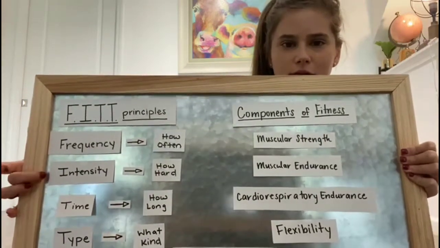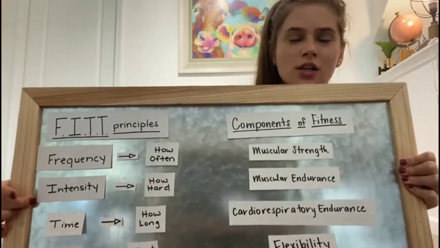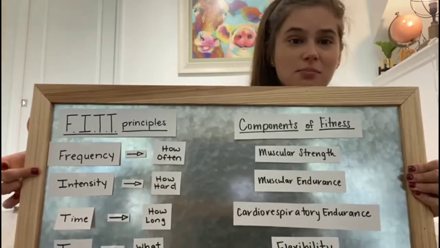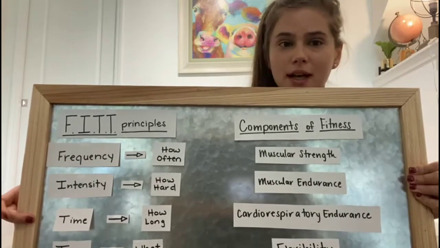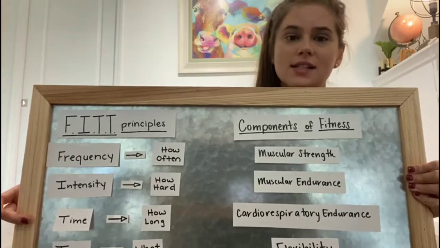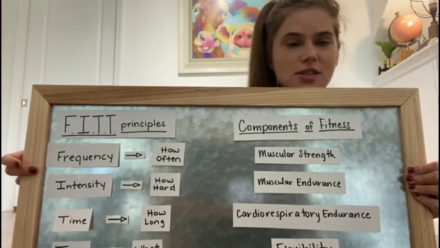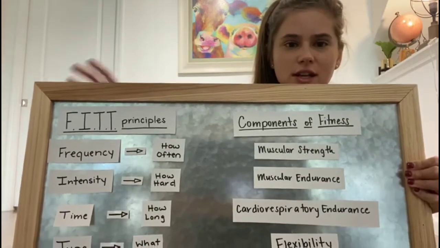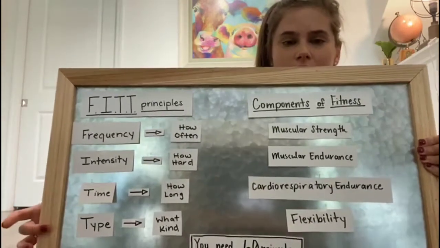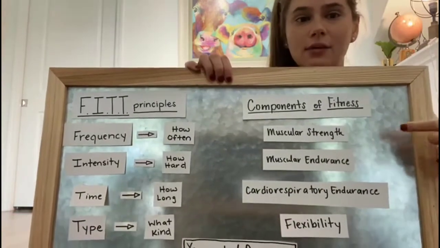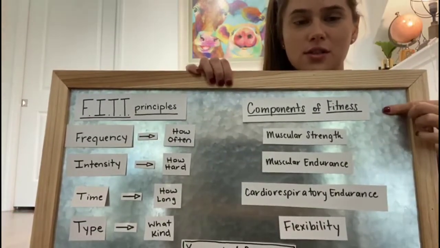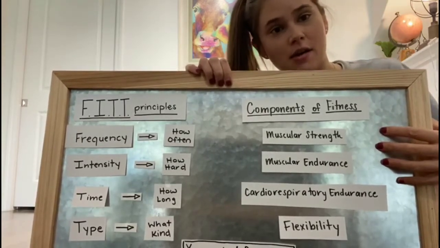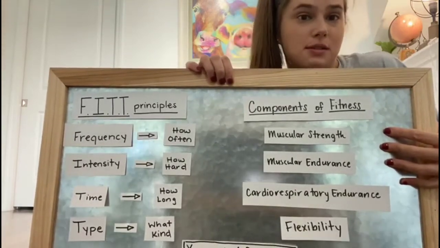The time that you do is how long. So my exercise, if I have a higher intensity exercise on Monday, I'm probably not going to be working out as long as I might on my Tuesday exercise. That might be a little bit more of a moderate exercise. And then your type is what kind. That refers back to our components of fitness. Which of the components of fitness are you working out on that specific exercise or that specific day?